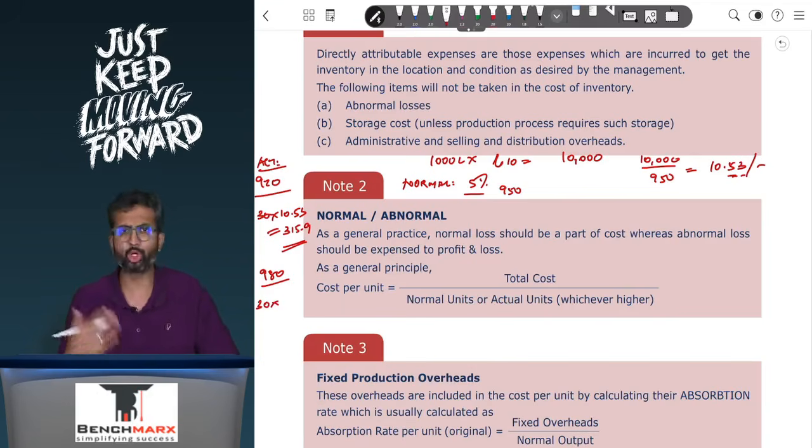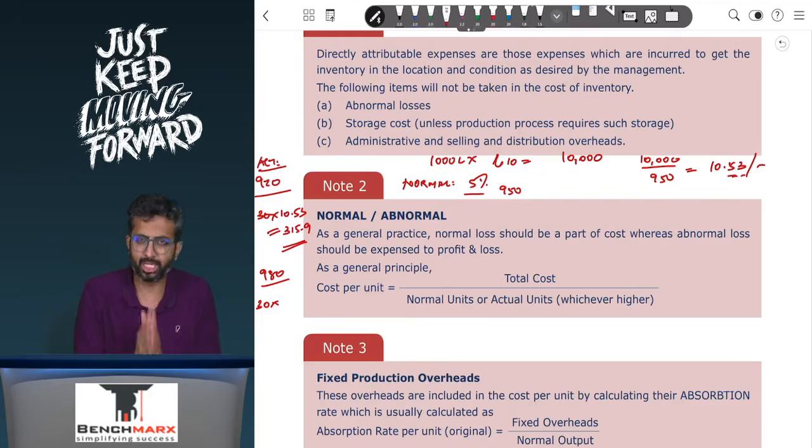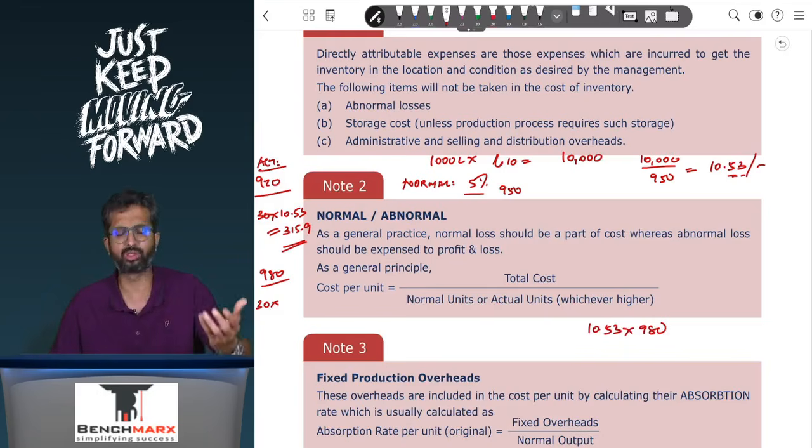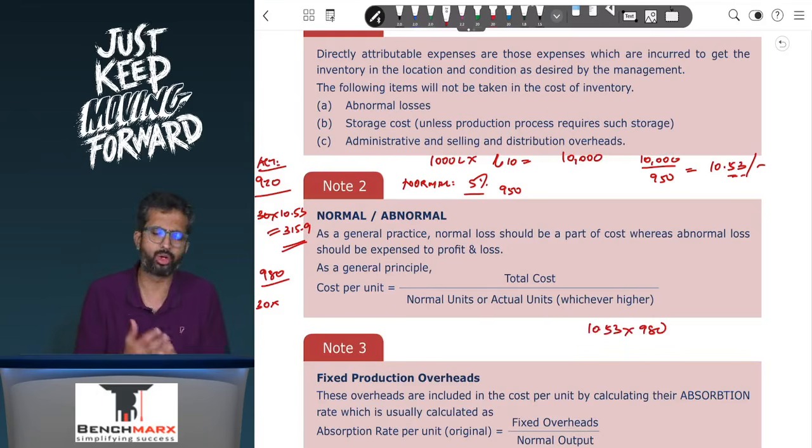Standard says no, because prudence and conservatism says that when there is a loss, you can recognize the loss in the P&L as soon as you expect it. But a gain you can recognize only when you actually earn it. So here what can happen is, if I have merely purchased the 1000 liters, paid 10,000 rupees, and if I am saying that the cost per unit is 10.53, into 980 will actually land up to around 10,319. There will be a 315 or something gain.